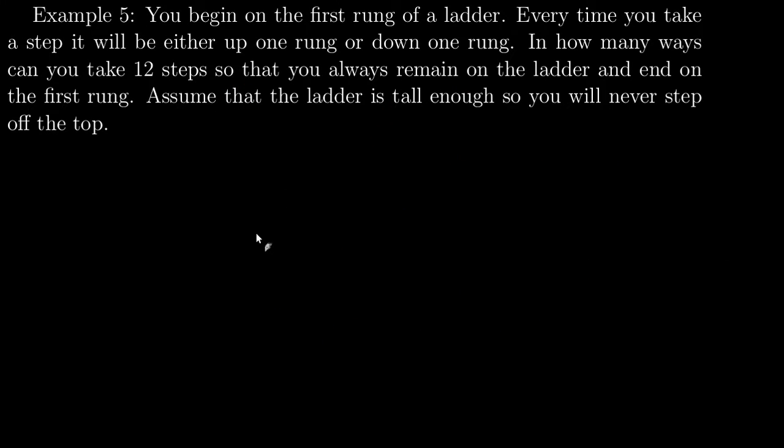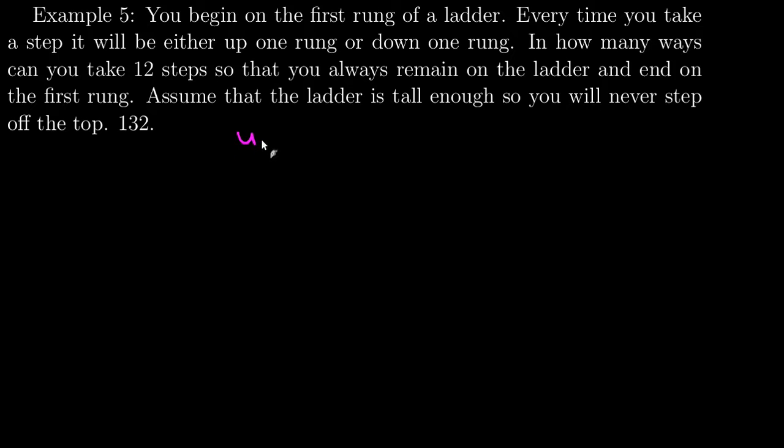Example 5. You begin on the first rung of a ladder. Every time you take a step, it will be either up one rung or down one rung. In how many ways can you take 12 steps so that you always remain on the ladder and end on the first rung? Assume that the ladder is tall enough so you will never step off the top. Pause the video, feel free to solve this. Answer is 132.